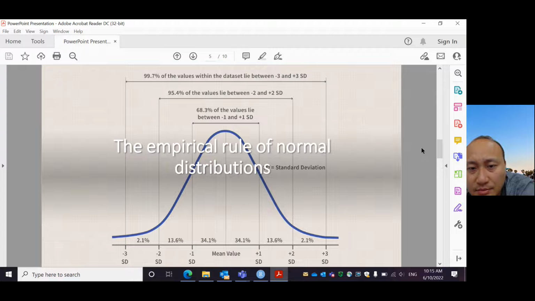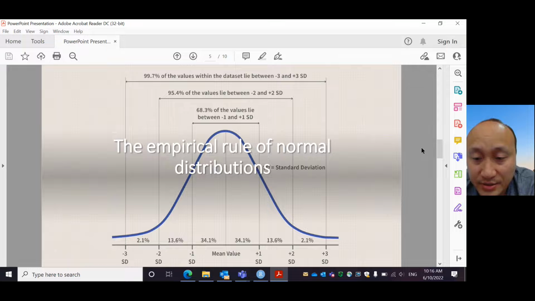Then there's a connection between the z-score and the probability. As indicated on this graph, if the value is one standard deviation away from the mean, then the probability will be about 68%. If the value is two standard deviations away from the mean, then the probability within the center range will be about 95%.